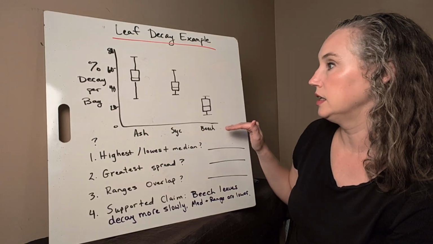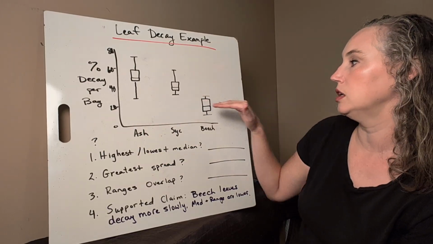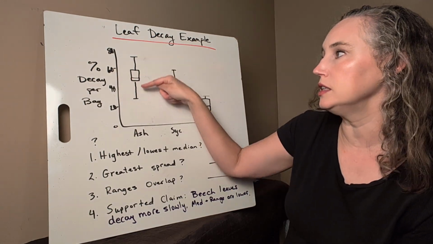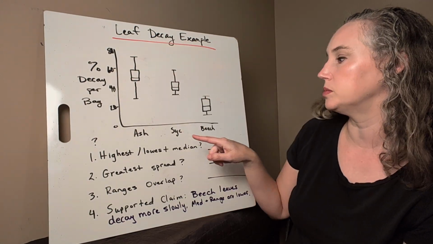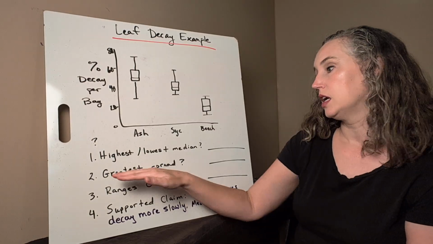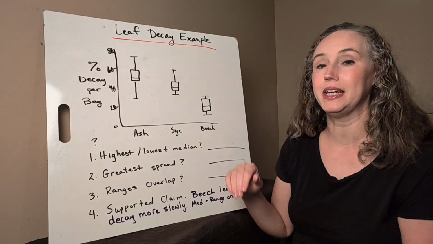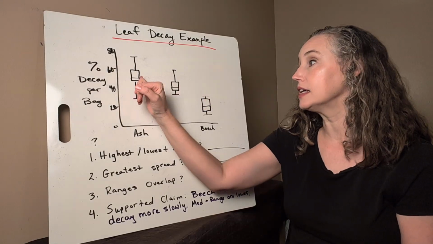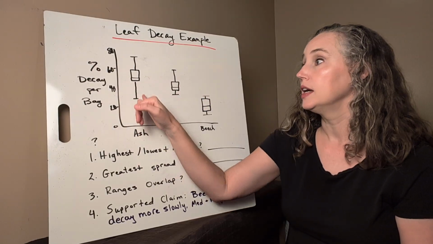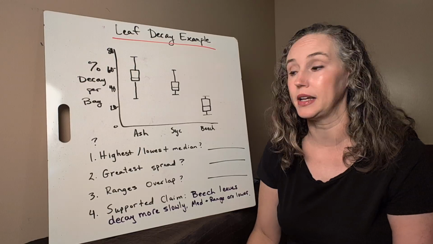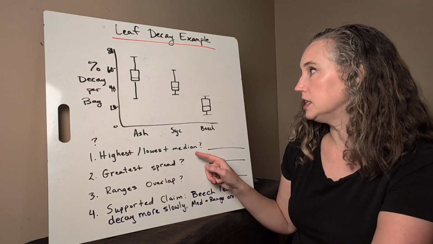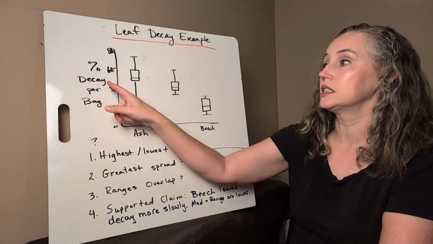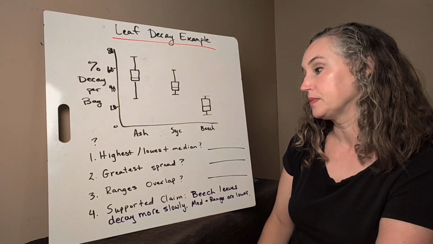Right, we have our 3 species, and then here are the data. Again, the means and the ranges, the maxes and the minimums for each species. So which had the highest median? For median, we look at that middle bar. So the highest median would be ash at a little over 50%. The lowest median was beech, down here at 20% of decay per bag.